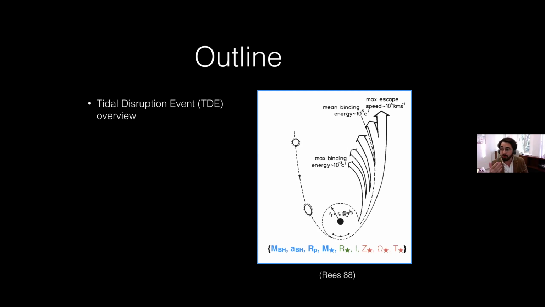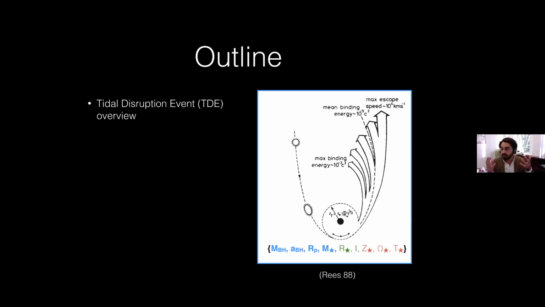Then there are other properties, which I've highlighted in red. You have the metallicity of the star, the spin of the star omega, and the age of the star along the main sequence T. These affect the properties of the tidal disruption at some level, but they're not leading order effects.